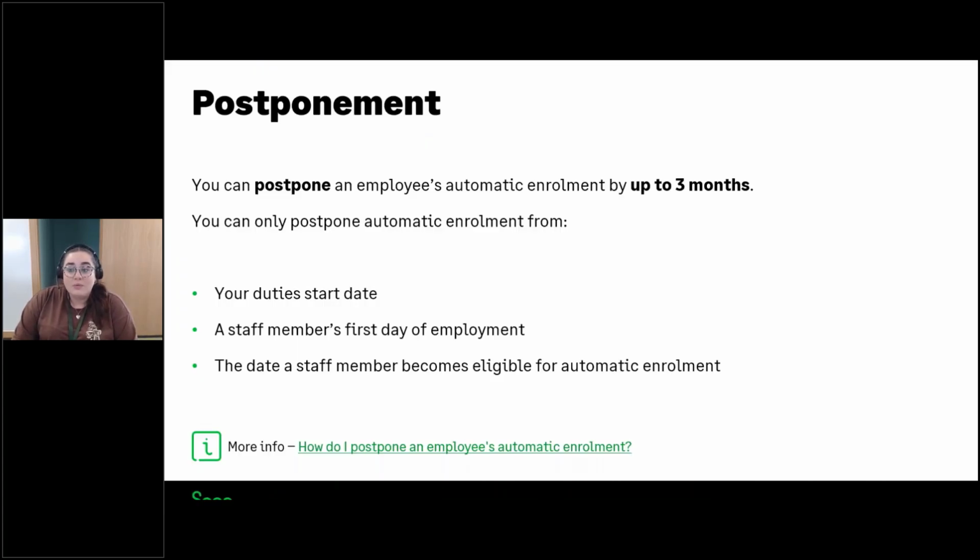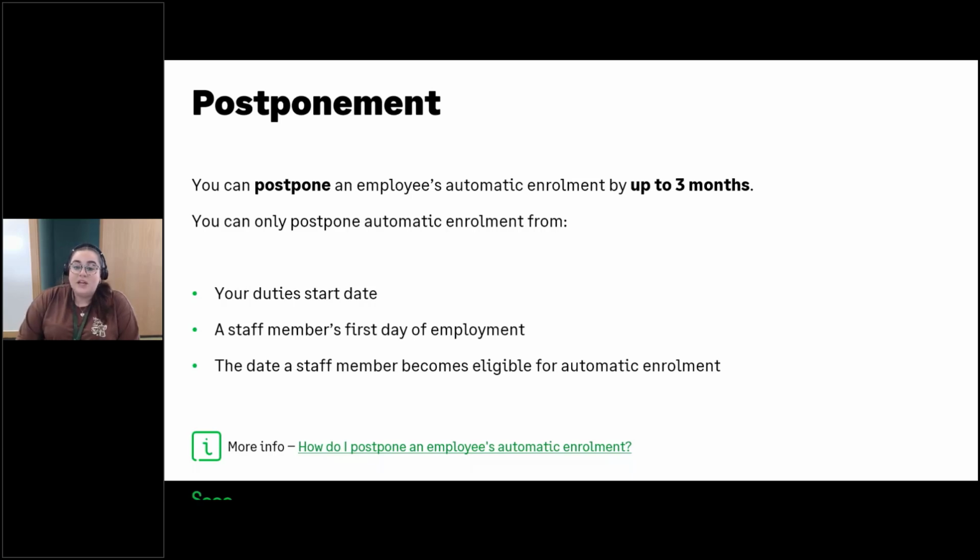So as we now know, eligible employees are automatically enrolled into your pension scheme in the pension assessment. But for a variety of different business reasons, you could actually postpone an employee's automatic enrolment by up to 3 months. Now, you can only postpone it from your duty start date, a staff member's first day of employment if you've had new starters, for example, or the date that a staff member first becomes eligible for automatic enrolment, so if the worker category is changed, for example.